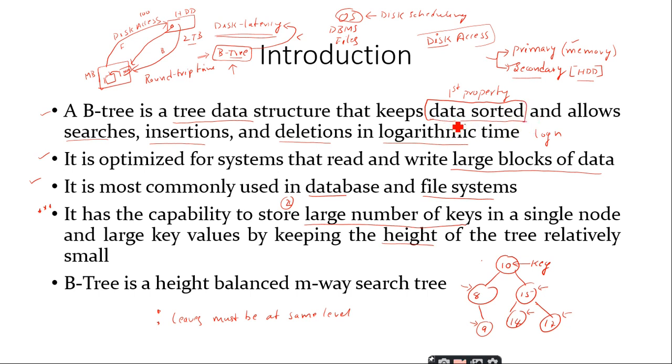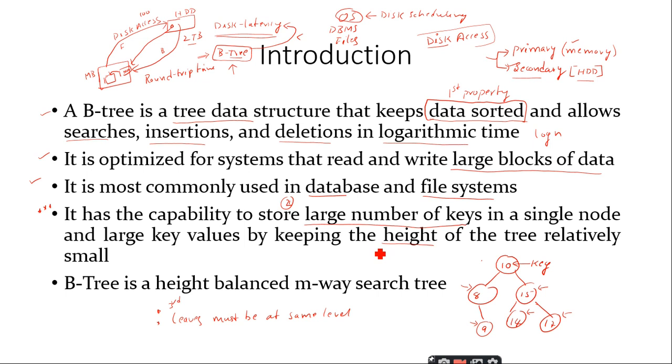Every data should be in the sorted manner. And the second property is every node is capable of storing more than one key inside a node. And the third property is all the leaves are kept at the same level. When you keep all the leaves at the same level, you are making the B tree have a height which is relatively small when compared to that of the other trees.